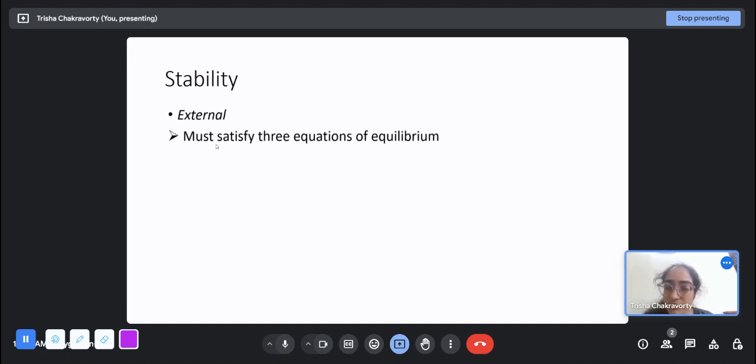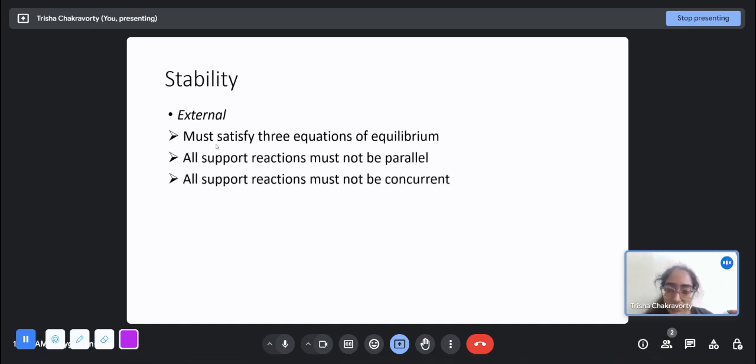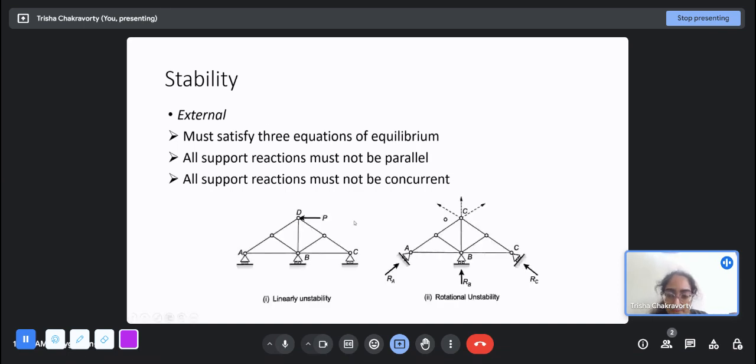For external stability, the criteria is that the three equations of equilibrium must be satisfied, all support reactions must not be parallel, and all support reactions must not be concurrent. For example, in this, there are three roller supports, so they all give force in the vertical direction. But what if I apply a horizontal load? The truss will simply move because there is no one to provide a horizontal reaction force and stop the horizontal translation. So this is a linearly unstable truss, and this is a rotationally unstable truss because every support reaction passes through this one point C. So if a moment is applied about C, the truss will rotate like this globally.